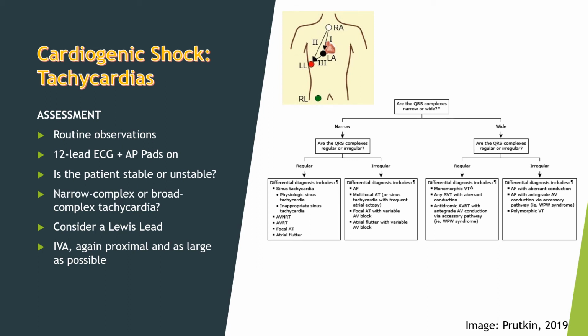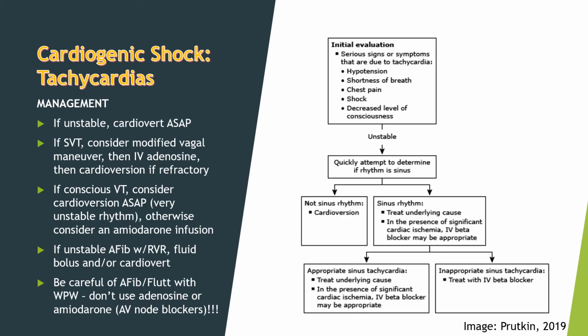We want to get IV access again as proximal and as large as possible, because some of the medications that we might administer have a short half-life and they need to reach the heart quickly, and an example of that would be adenosine. So the management. If they're unstable, we want to cardiovert as soon as possible. And there's a good little flowchart there as well to help you decide what we need to do if it's a sinus rhythm or if it's not a sinus rhythm and the patient is unstable.